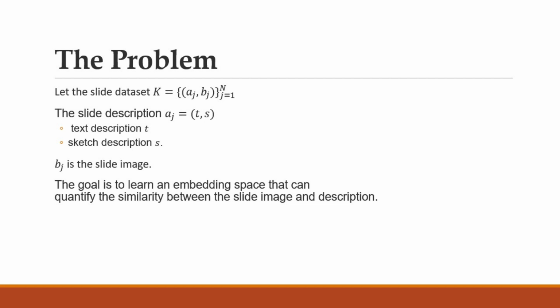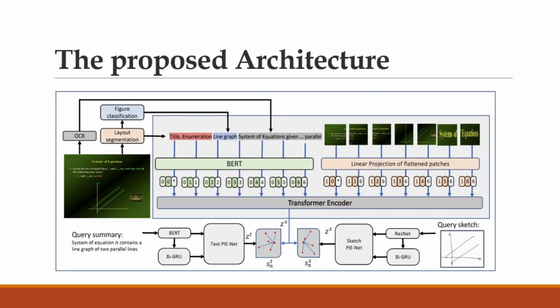The goal is to learn an embedding space that can quantify the similarity between the slide image and description. As a result, given a description, text or sketch, or both, A_j, one could retrieve its similar slide images from the dataset K. Here is our proposed baseline architecture for the design problem.